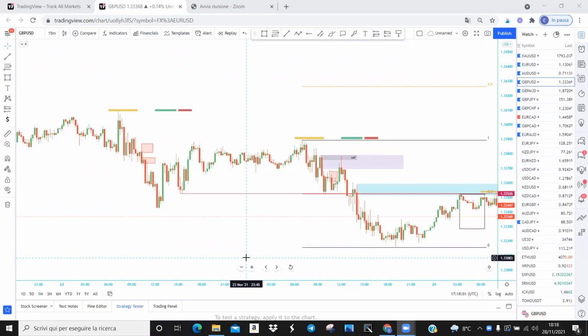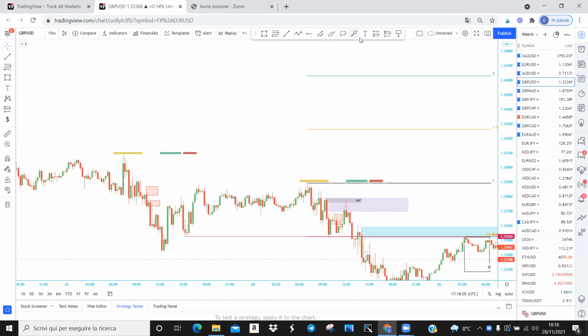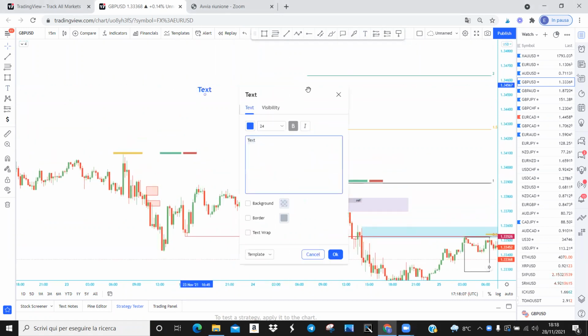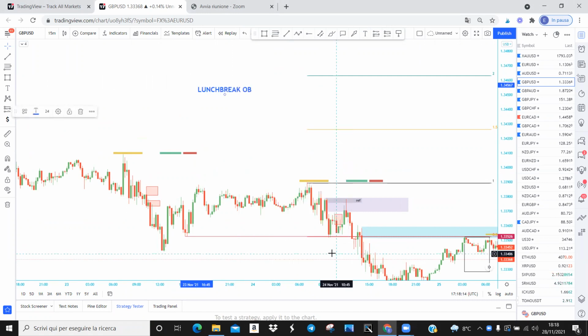In this video, we will talk about the lunch break order block. So let me write it down for all of you. Lunch break OB. So what does this mean? This order block is called lunch break because it is usually created in between the London kill zone that we usually look at and the New York kill zone that we usually look at. So in this small window, we usually create the lunch break order block.